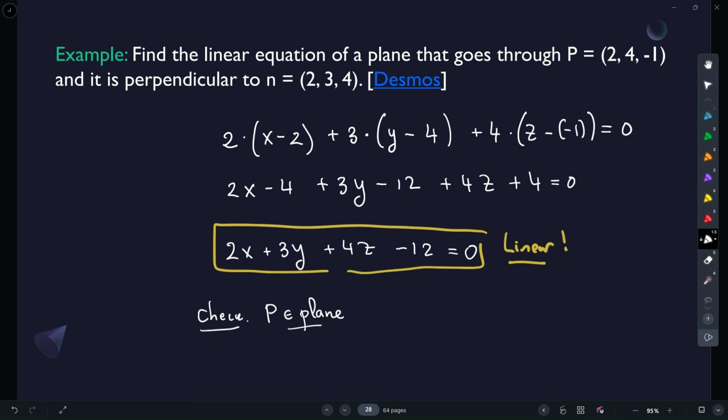In order to check that P belongs to the plane, I just have to substitute the coordinates of the point in terms of x, y, and z, and check that they do satisfy this equation. So let's see, 2 times the x coordinate plus 3 times the y coordinate plus 4 times the z coordinate, which is minus 1, minus 12. That hopefully is 0. So let's see, 2 times 2 is 4, and this minus 4, that will cancel out. 12 minus 12, I do get 0. So the point is in the plane, and it is perpendicular to 2, 3, 4.